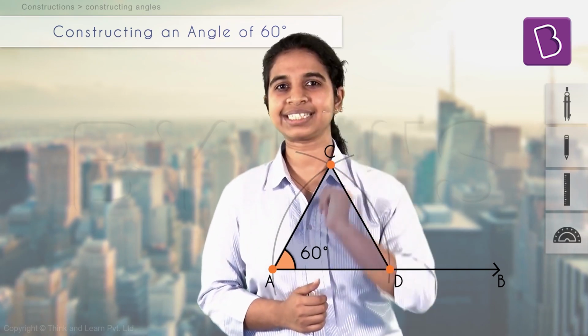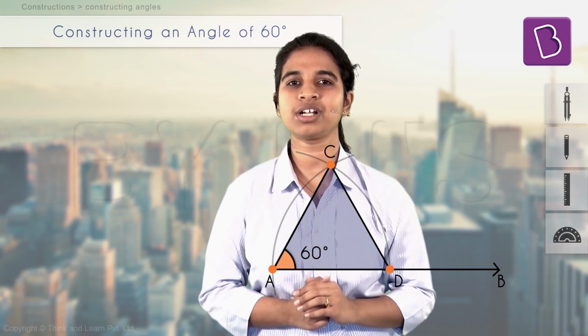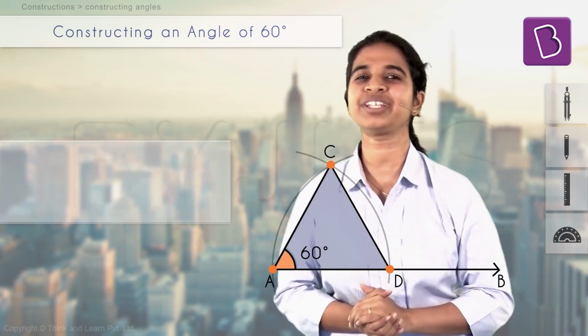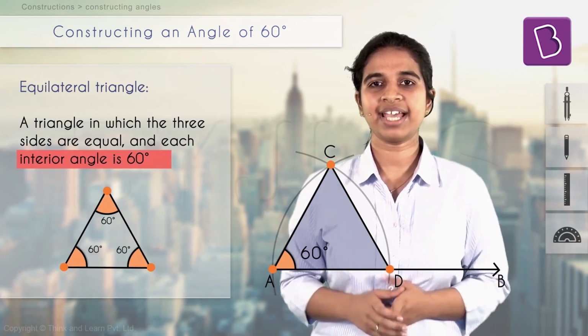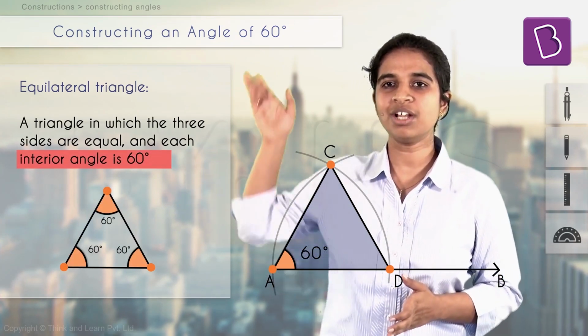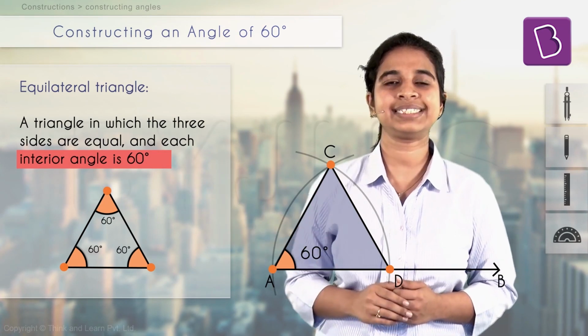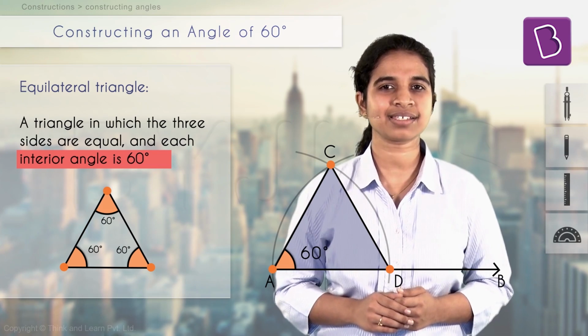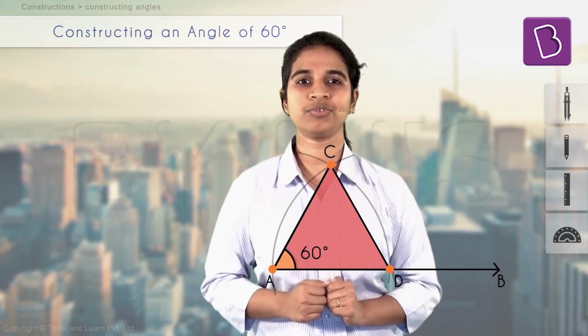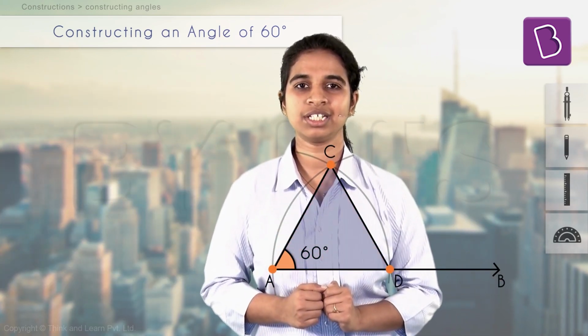When you see 60 degrees, what's the first thing that you think of? Or what is the first thing that you should think of? Equilateral triangle, correct? That's where you see 60 degrees. An equilateral triangle is nothing but a triangle where all three angles are 60 degrees. Now, why am I saying equilateral triangle and SSS? The triangle that you see in front of you is actually an equilateral triangle.